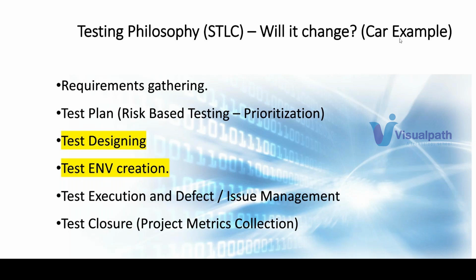Then next one is test execution and defect management, that is as per the traditional approach. Whatever tool you are using, Jira or QC, you can continue. And test closure is nothing but submitting the report, how many defects and how many test cases executed. That kind of report comes under project metrics collection. So basically what philosophy is going to change? Test plan, test designing, and test environment creation.